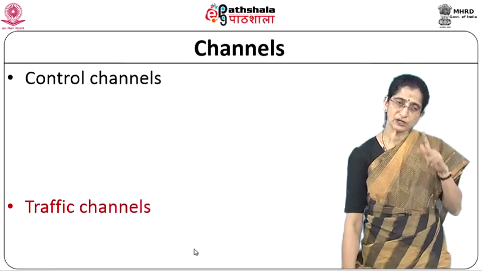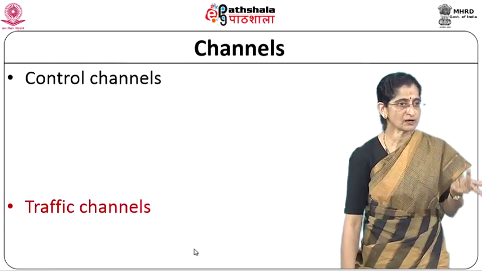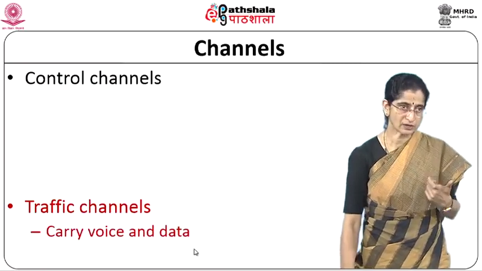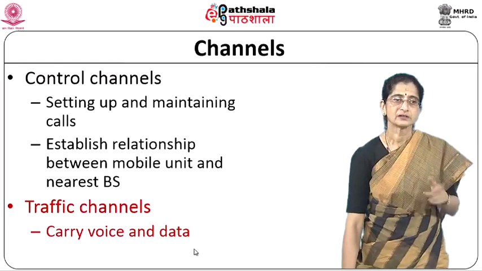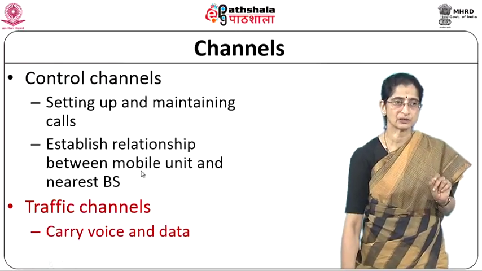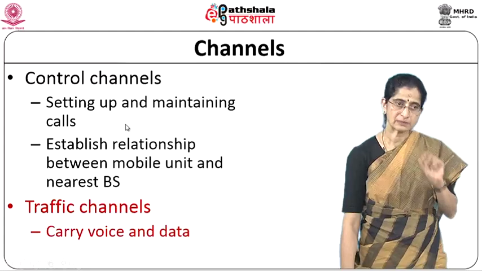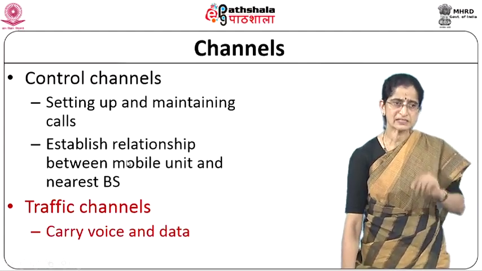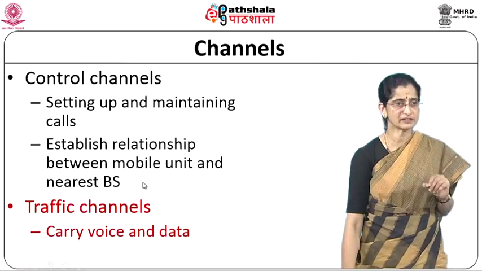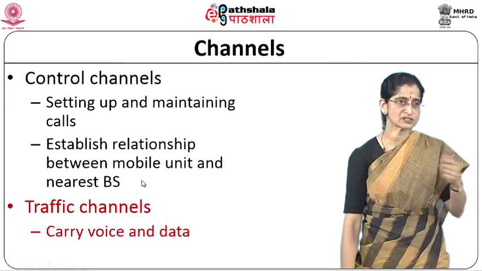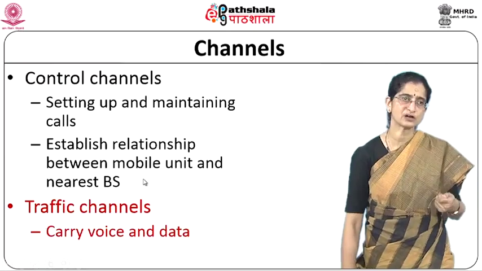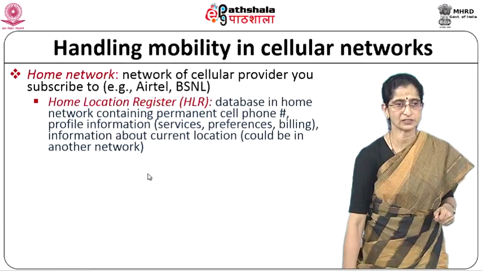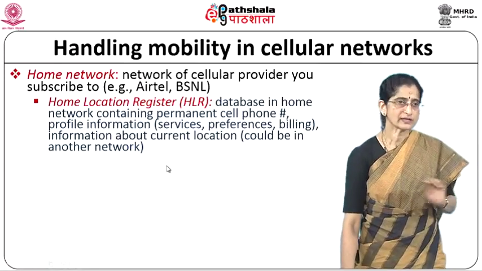There are normally two channels used, one called the control channel and one called the traffic channel. The traffic channel is used to carry voice and some data. The control channels are used to set up the call and for maintaining calls and so on. They basically establish a relationship between the mobile unit and the nearest base. So when you switch on the mobile, for instance, the control channel is on, and it is through the control channel that your device talks to the base station in that area. Right, so this is the basic structure.